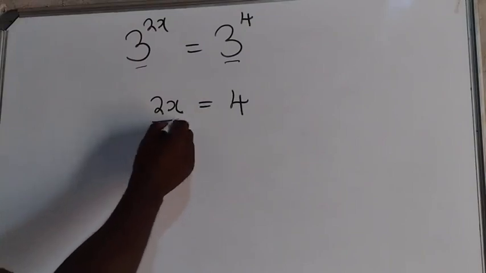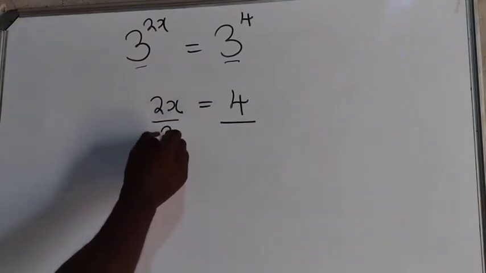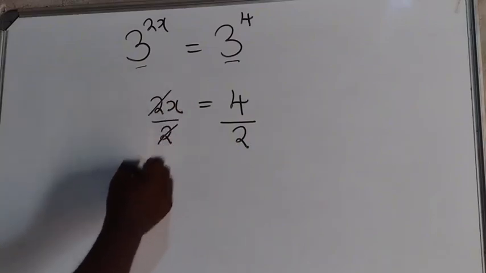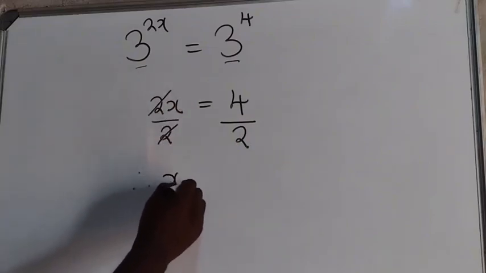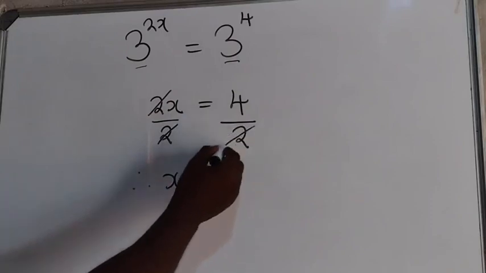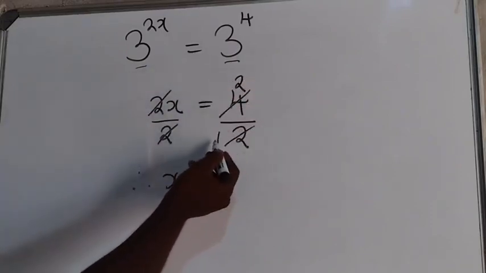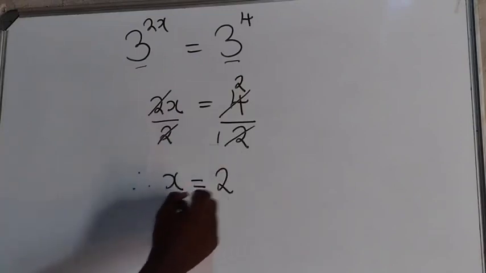You want to find the value of x. It means that you are going to divide both sides by the coefficient of x, which is 2. This 2 and this 2 will cancel. Therefore, x is equal to, 2 into 4 is 2, so x definitely gives us 2.